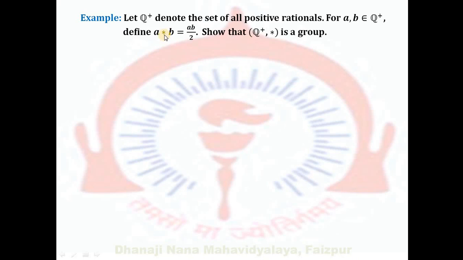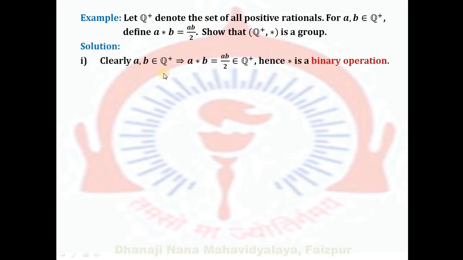Now the next example. Let Q plus denote the set of all positive rationals. For A and B belongs to Q plus, define the operation A star B is equal to AB by 2, so that Q plus with that operation star is a group. Solution: clearly for A and B belongs to Q plus, A star B is nothing but AB by 2. Since A and B both are positive rational numbers, A into B divided by 2, that is A star B, is also a positive rational number, so it belongs to Q plus. Hence star is a binary operation.